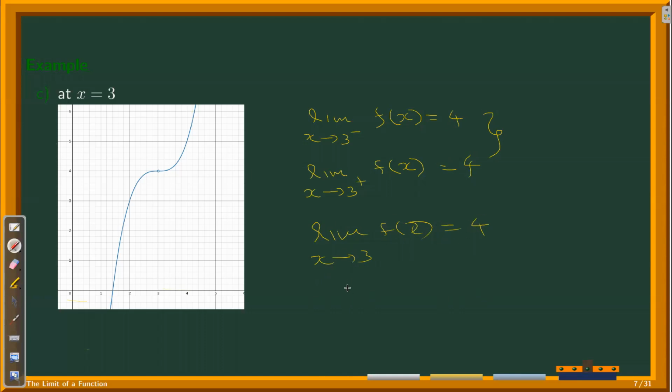Okay. Now the function value, people made a mistake there, but that's okay. Because you have to get used to this notation.